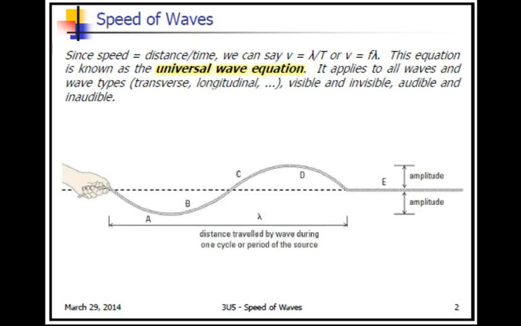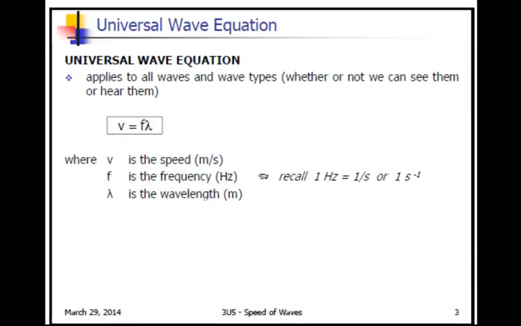It's a pretty simple equation, all based off of v equals d over t. And this works for all types of waves. Transverse, longitudinal, rotational, visible, invisible, audible, inaudible, electromagnetic waves, mechanical waves. It's the same equation that's used. This is an important slide to copy down. The universal wave equation. This works when your frequency is in hertz and your speed is in meters per second, and your wavelength has to be in meters, of course.